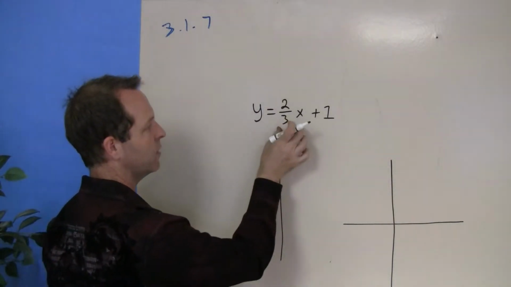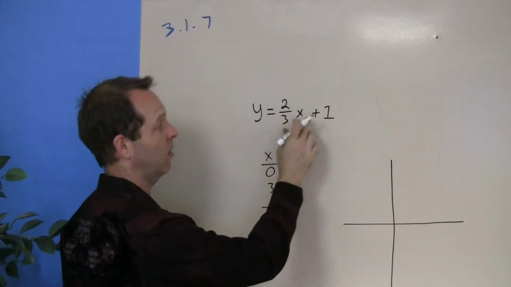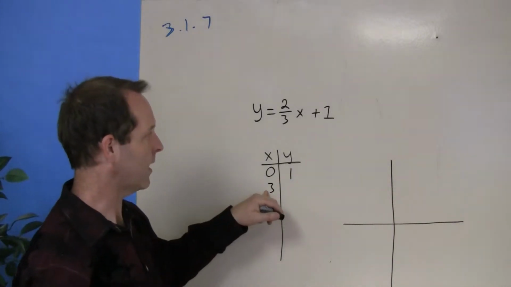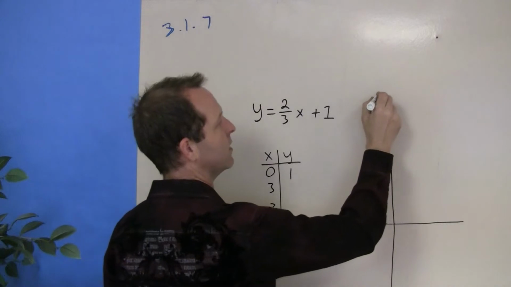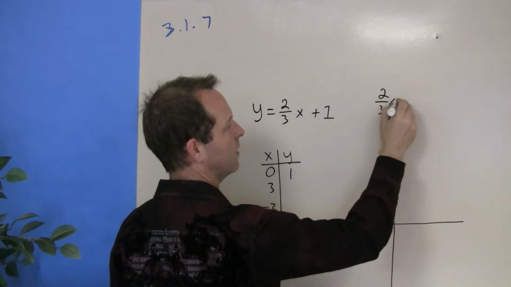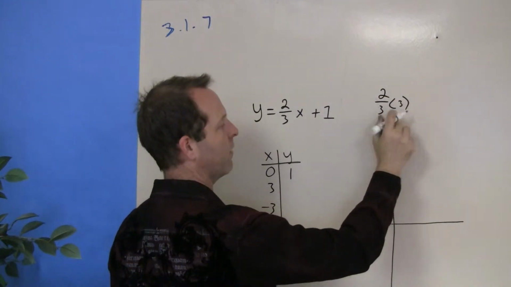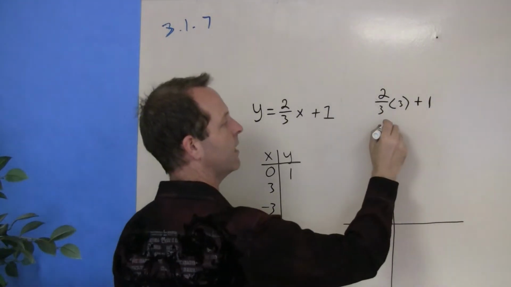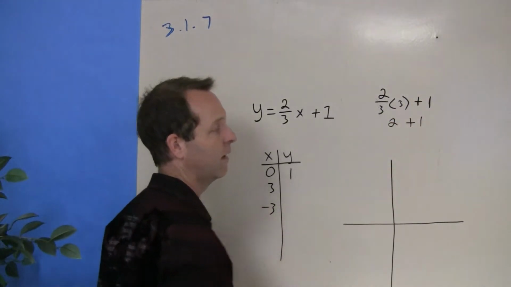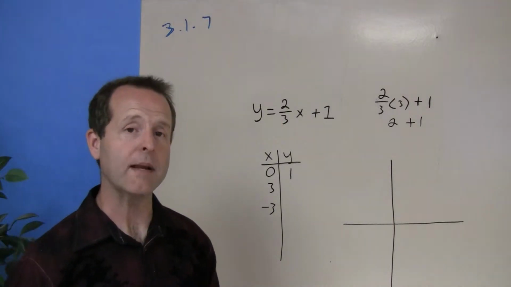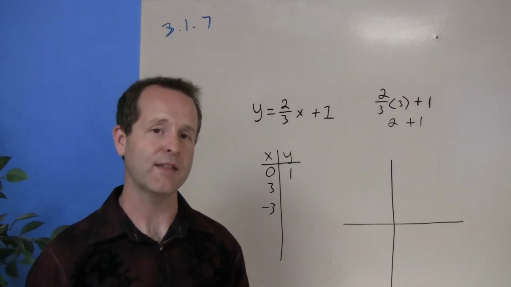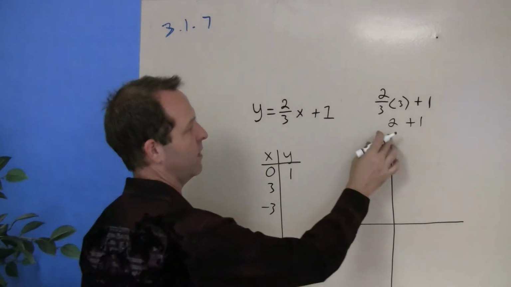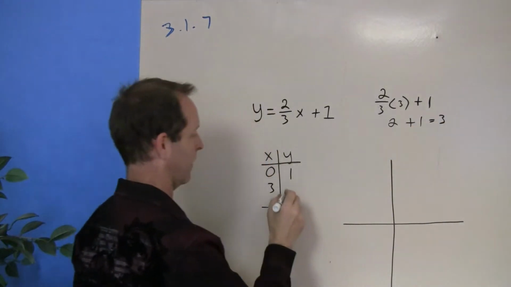So for 0, 2/3 times 0 is 0, plus 1 equals 1. For 3, let's find out what happens when I insert that into the equation. I substitute the x for a 3. 2/3 times 3 is 2. Basically, I chose 3 because I knew it was going to eliminate that fraction, and I like to work with numbers without fractions. So 2 plus 1 equals 3.